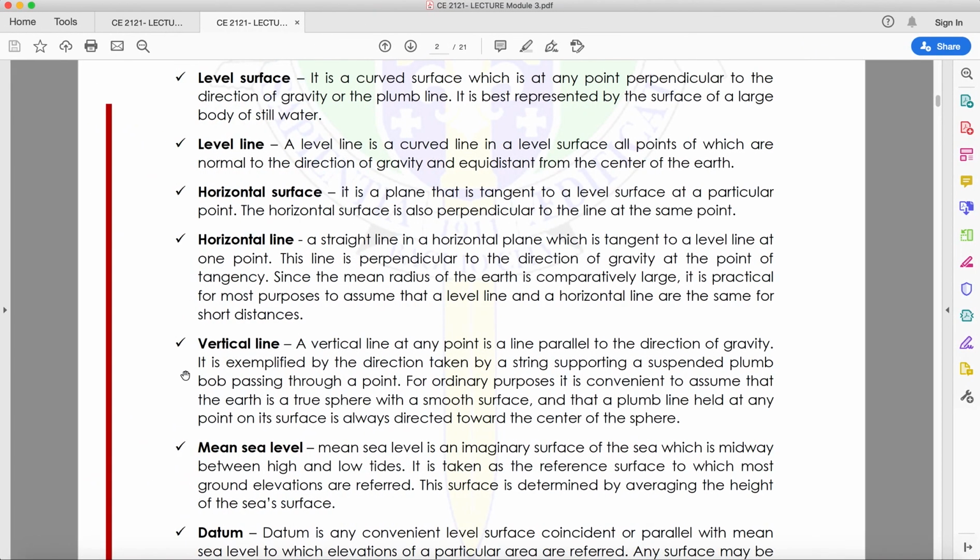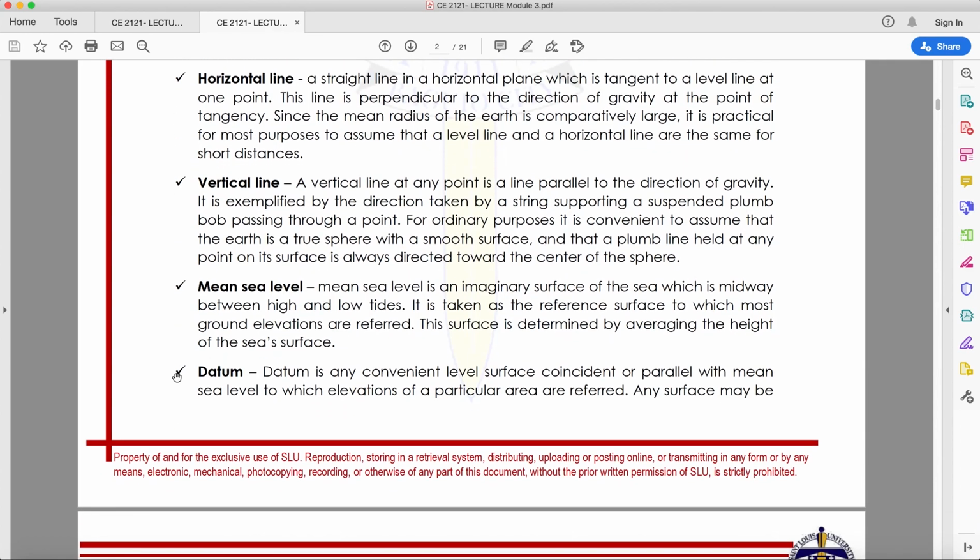Next is the vertical line. A vertical line at any point is a line parallel to the direction of gravity. It is exemplified by the direction taken by a string supporting a suspended plumb bob passing through a point. For ordinary purposes, it is convenient to assume that the Earth is a true sphere with a smooth surface and that a plumb line held at any point on the surface is always directed toward the center.